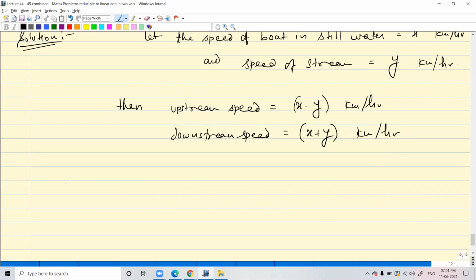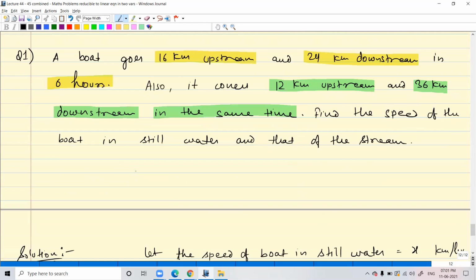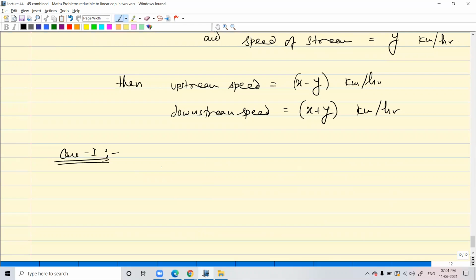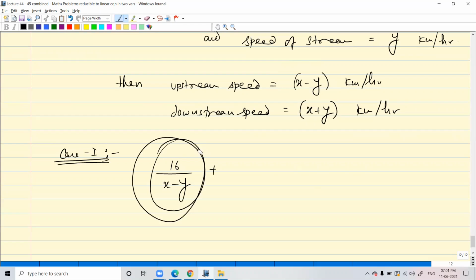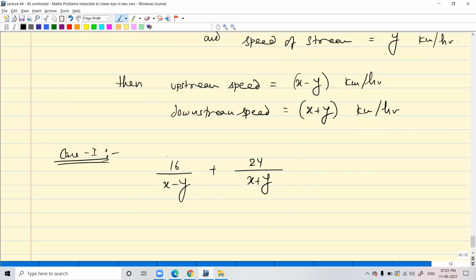Now, in the first case, it goes 16 kilometers upstream. So we will write it as distance by speed. 16 is the distance, upstream speed is x minus y, so let's write 16 by x minus y. This is the time taken to go upstream. Now we have to write the time taken to go downstream. 24 kilometers downstream, and the downstream speed is x plus y, so it will become 24 by x plus y. Upstream time plus downstream time is the total time taken, and that is equal to 6 hours. That gives us the first equation.